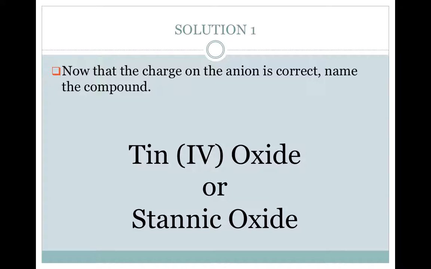So now that the charge on the anion is correct, I can name the compound. Tin is going to have a charge of +4. So therefore, the stock system name is tin(IV) oxide, and the traditional system name is stannic oxide. So you should give both names, tin(IV) or stannic oxide.